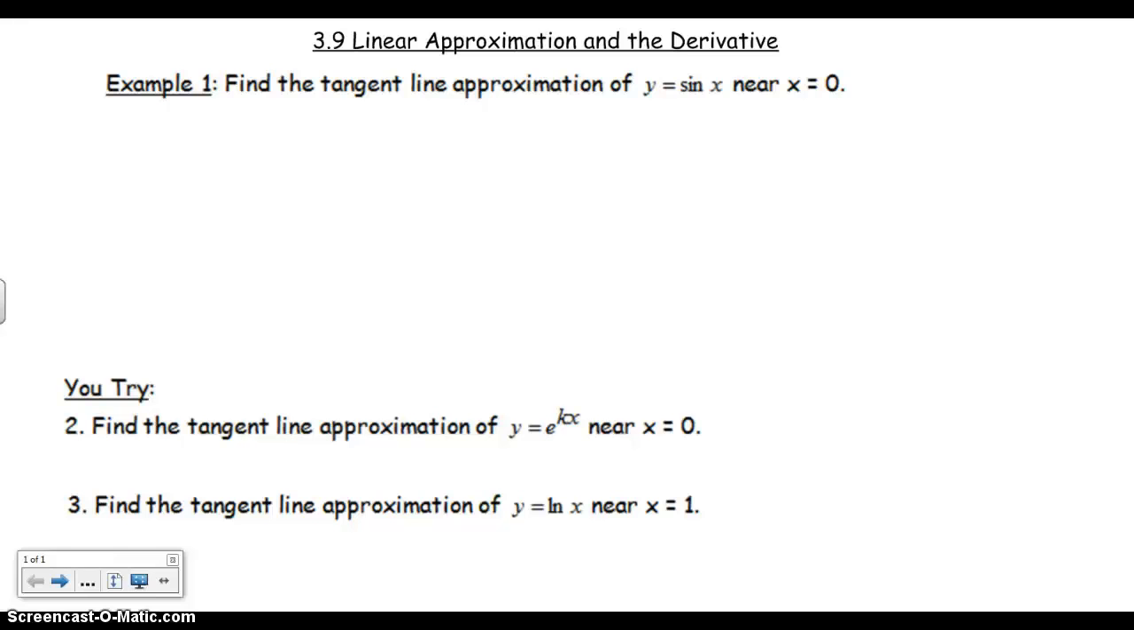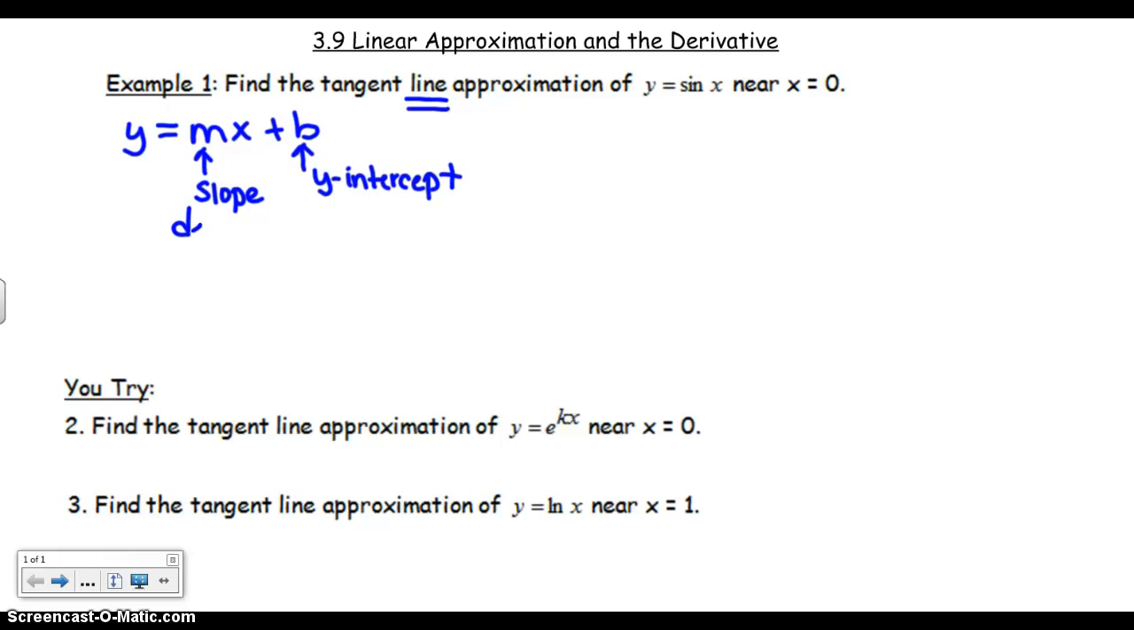Today we're going to talk about linear approximation and the derivative. So the word tangent line approximation or linear approximation has the same meaning. So when you see the word line, you should think y equals mx plus b. And so what are the pieces of a line? You have slope and you have the y-intercept. And so now in calculus, new word for slope is derivative.